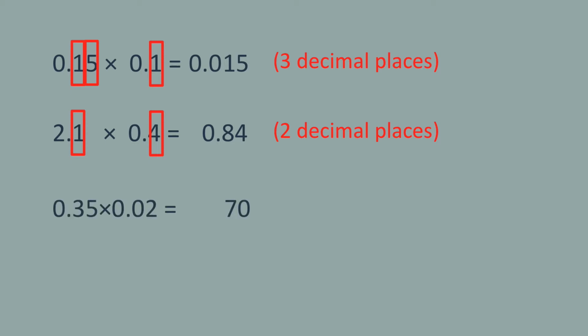0.35 multiplied by 0.02. Ignoring the decimal places, 35 by 2 equals 70. We can count 4 decimal places in the multiplication, so inserting the decimal with 4 decimal places after it gives the answer of 0.0070. Why does this work?